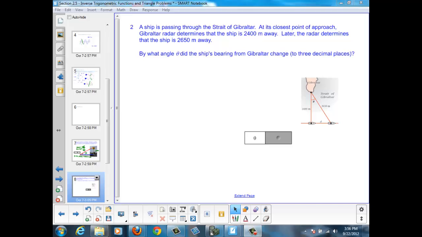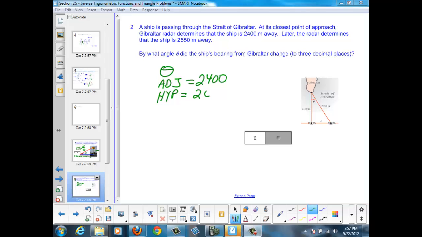So, in this case, we're being asked about angle theta. We're being given that in our right triangle, the adjacent side is 2,400 meters, and the hypotenuse, in this case, is 2,650 meters. Running through my inventory, the trigonometric function that relates these 3 pieces of information would be, yes, that's right, the cosine.